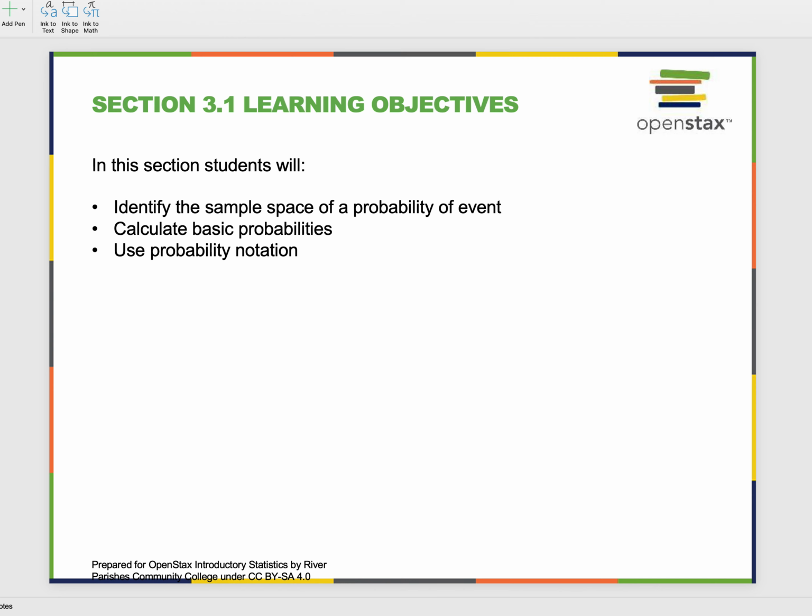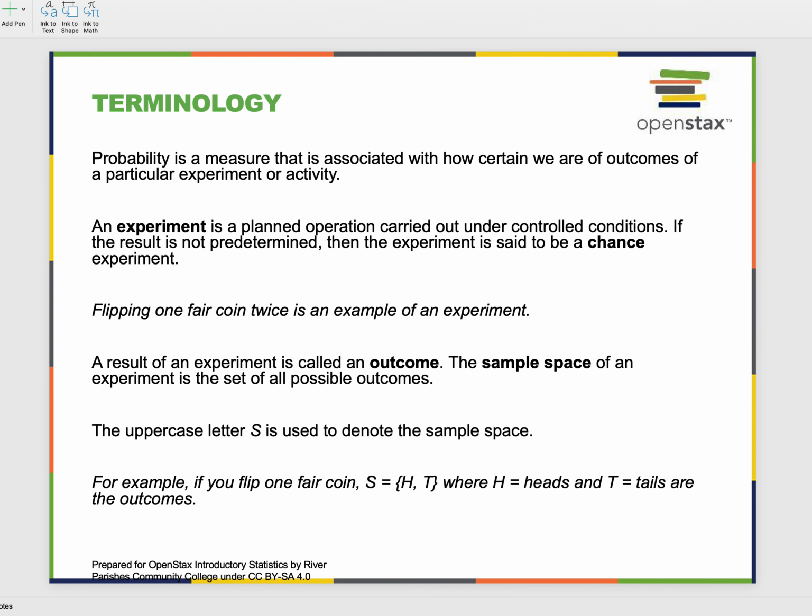So the first thing is some terminology. Probability is a measure that we talked about before that looks at the outcomes of particular events. The events are not guaranteed, but they're selected from an option. In statistics, they call it an experiment. It's a planned operation carried out under some controlled circumstances or conditions. If the result is not predetermined, then the experiment is said to be a chance experiment.